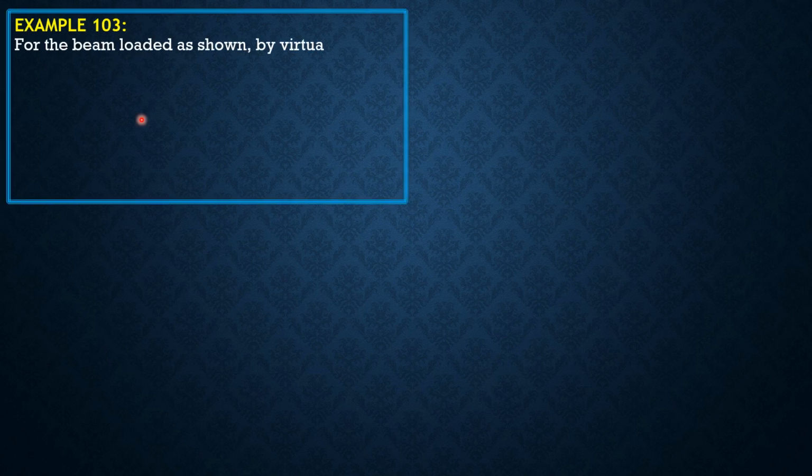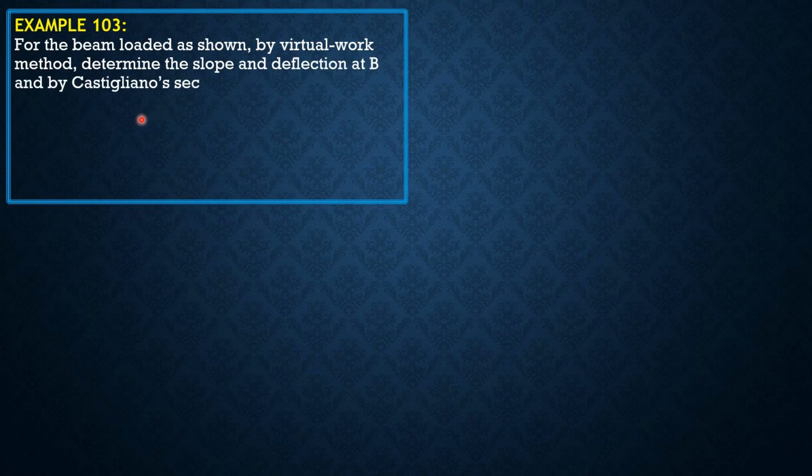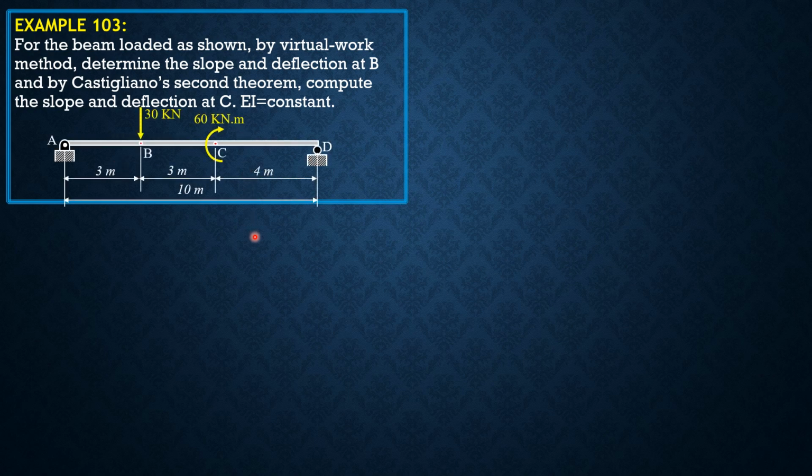For the beam loaded as shown, by virtual work method, determine the slope and deflection at B, and by Castigliano's second theorem, compute the slope and deflection at C. EI is constant. So for the virtual work method, we compute first the reactions at A and D.